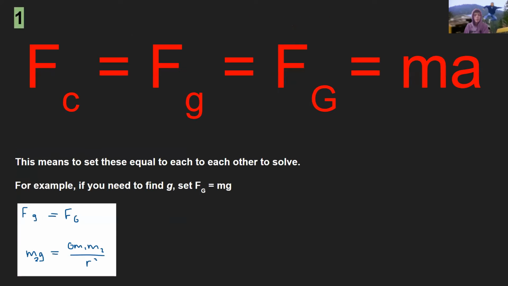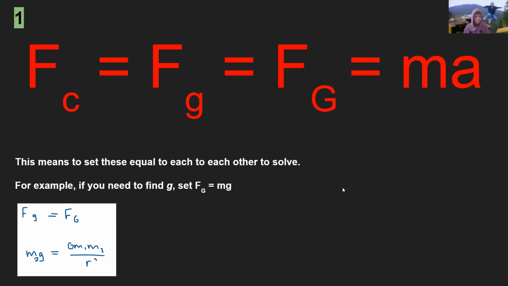All right, the first one. This is a pretty important one that you may see. This is about circular motion. The centripetal force is equal to the gravitational force, whether it's the big G or small g, which is equal to ma, mass times acceleration. Why? The centripetal force is a net force, so it equals ma. So you need to remember this, and the next few we'll look at are actually based off of this.